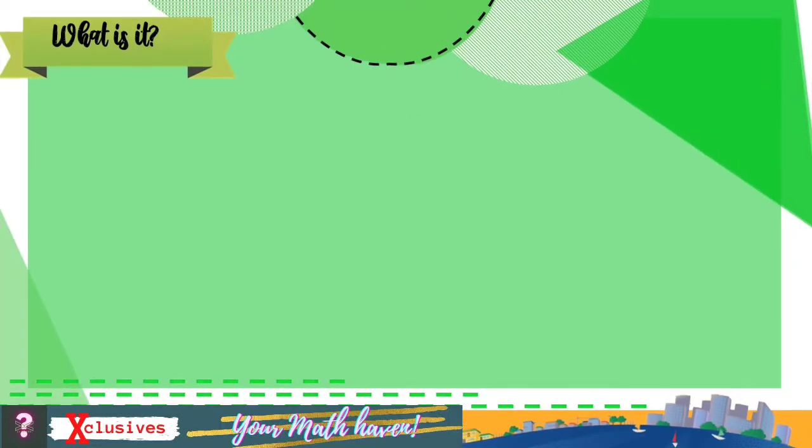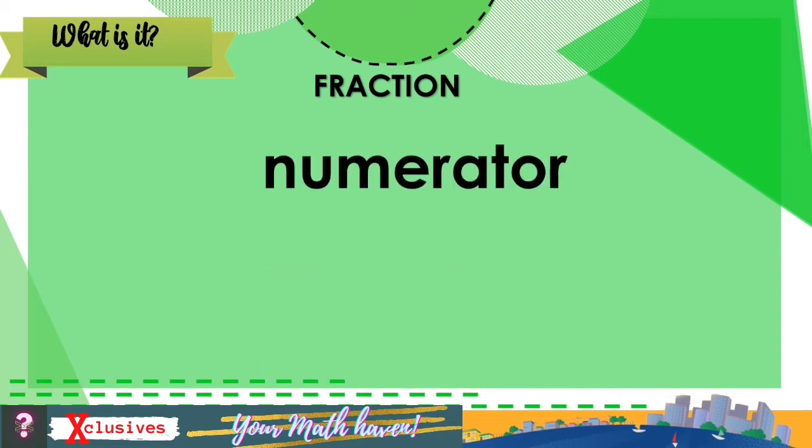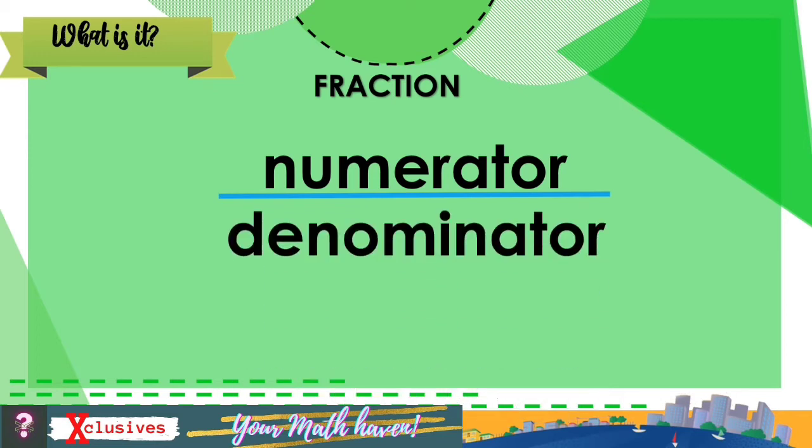What are rational numbers? When we study rational numbers, we will encounter fractions. What is a fraction? A fraction has a numerator and a denominator. The one above is the numerator and the one below is the denominator.